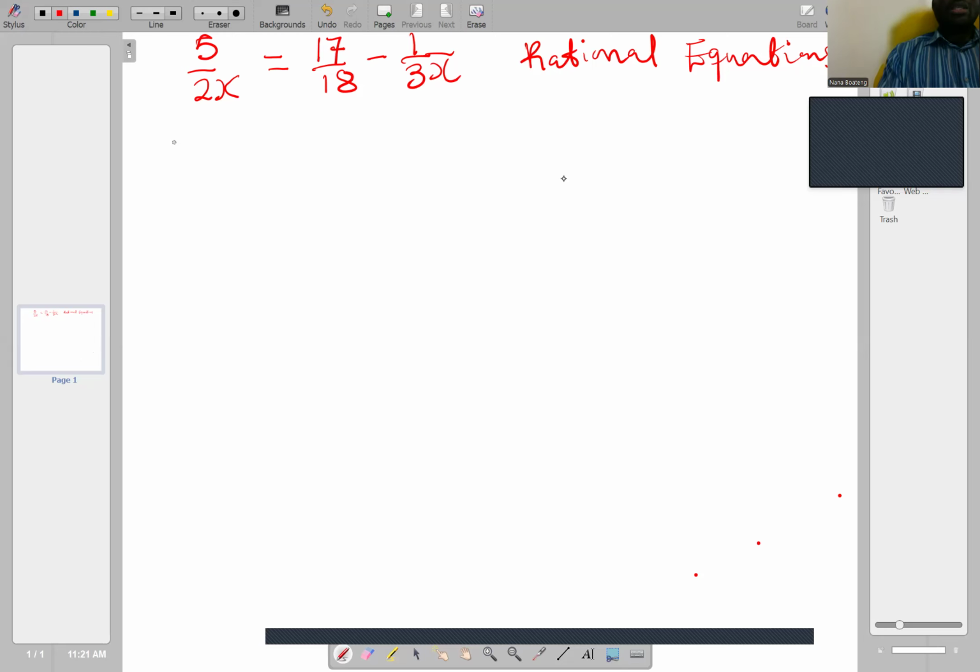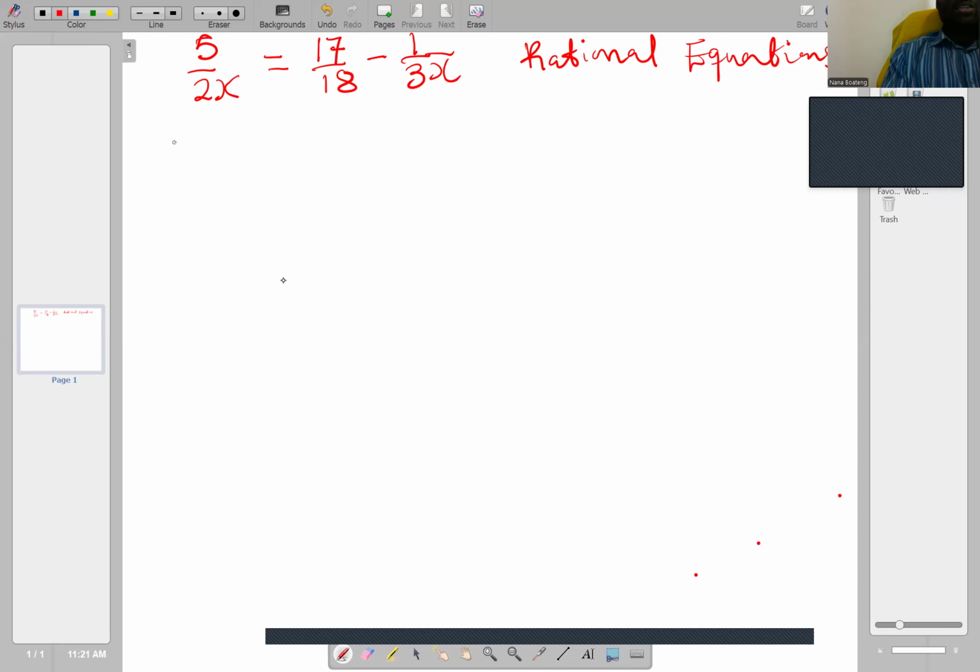All right, so similar to how we solved the previous example, when you have a rational equation such as this form, the first thing that we do is to look for the LCM. The LCM is an expression which each denominator can divide. So we have 2x, 18, and 3x. The LCM, or the common expression which each of the three denominators can divide, would be 18x. All three denominators can divide 18x.